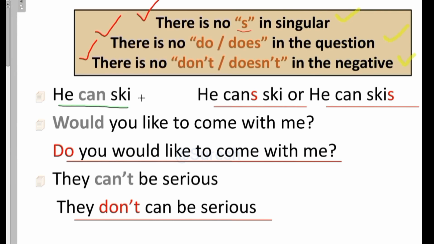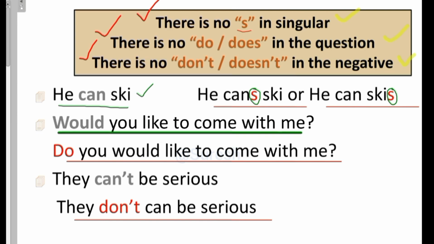See, he can ski, the first sentence. It is a correct sentence. And the next is given, that is a wrong sentence: he can skis. See, all these are wrong, because when we use a modal verb, we should not use any S along with that.